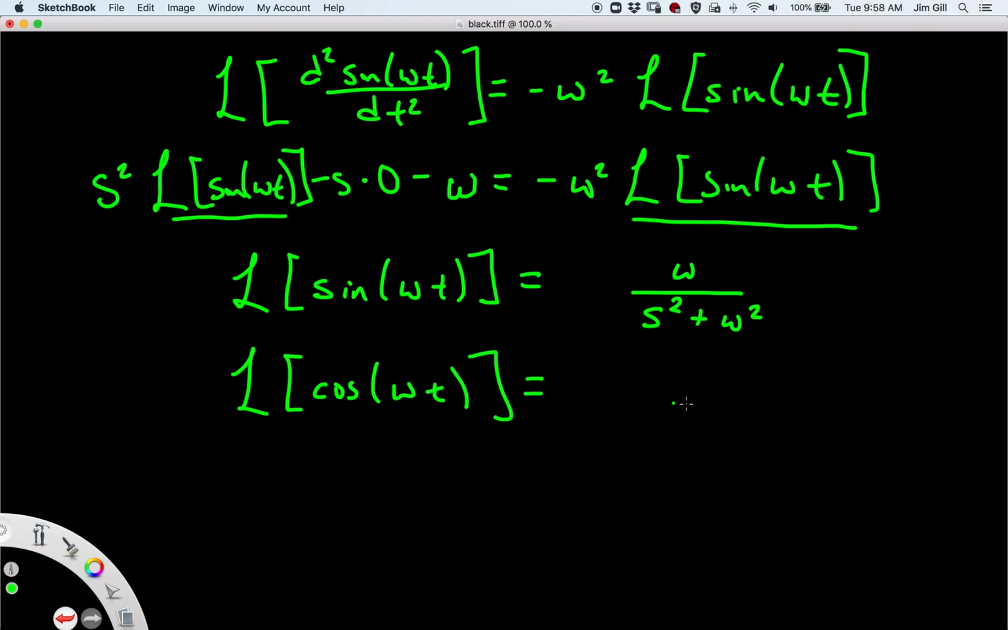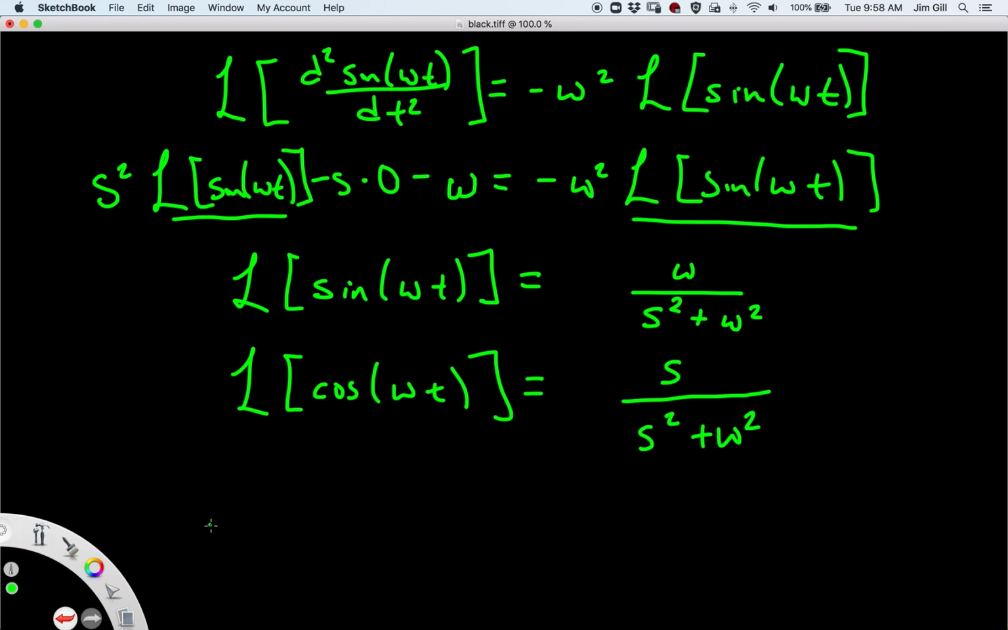And that is s over s squared plus omega squared. There, and we get this s. Here we get the omega because it's the first derivative of sine, which is non-zero. Here we get an s because the value of cosine at 0 is 0. So that's the difference between the two. Okay, so that's great. We've got the Laplace transforms of our two most common driving terms that we've been using for second-order equations.